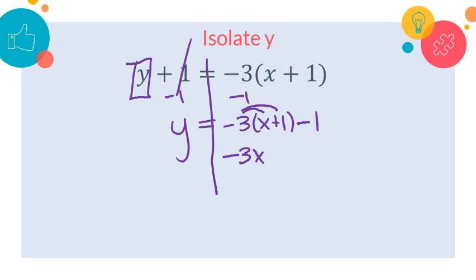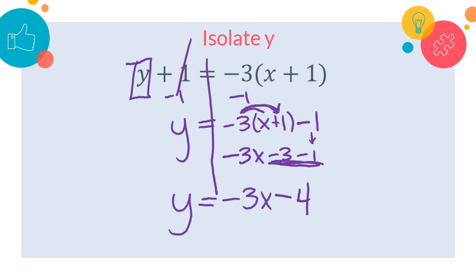If I distribute, I have a negative 3x. I have a negative 3. I'm going to bring down that minus 1. Hey, now I have like terms here. Bring down the negative 3x. Negative 3 minus 1 is negative 4. That looks nice and tidy and like all of the other equations that I've worked with so far.